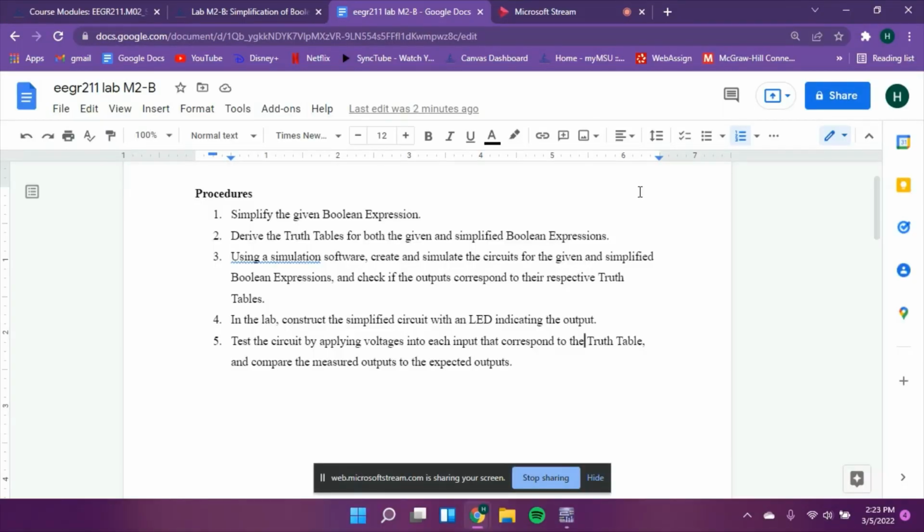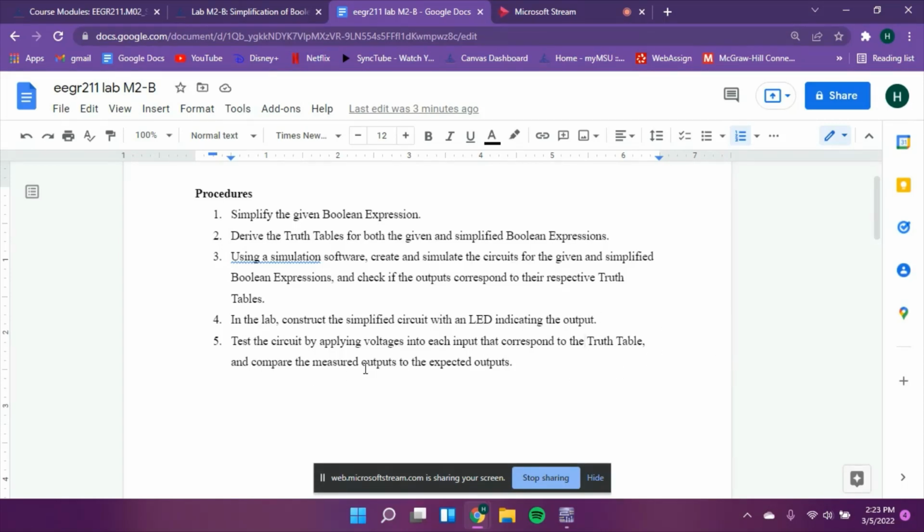I will now be going over our procedures. First, we simplify the given Boolean expression, and then we derive the truth tables for both the given and the simplified Boolean expressions. Using a simulation software, we will then create and simulate the circuits for both the given and the simplified Boolean expressions, and we will check if the outputs correspond to the respective truth tables.